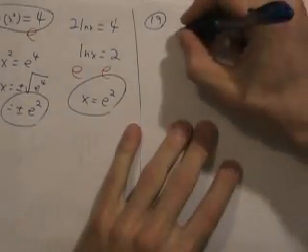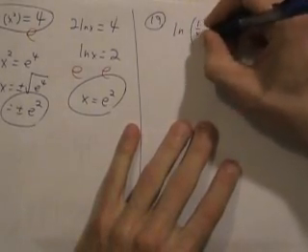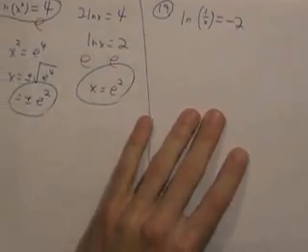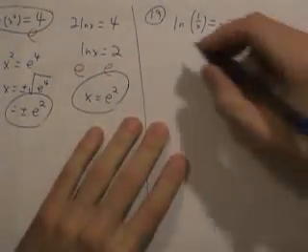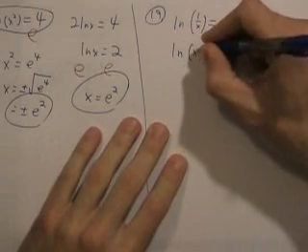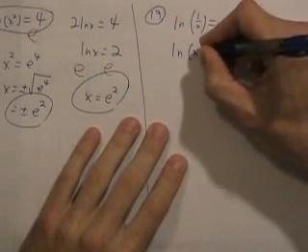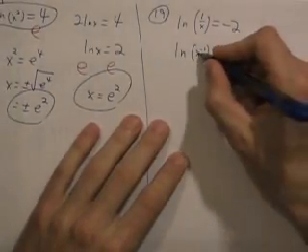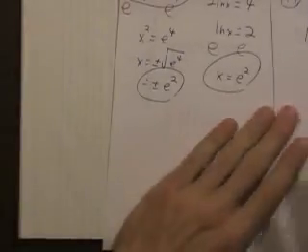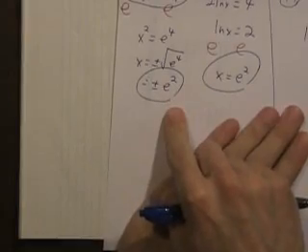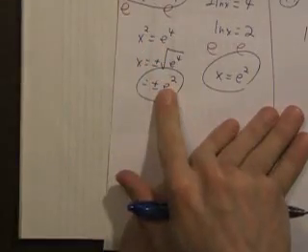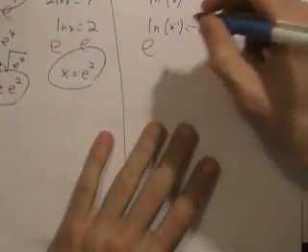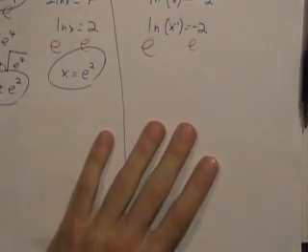ln of 1 over x equals -2. Once again, got a couple ways of doing this. This is really like saying ln of x to the -1. You want to keep that in mind. Equals -2. So one way of doing it is to, well, since we had some luck with doing the last one by exponentiating first, I'm going to do the same thing here. I'll just exponentiate: e to the ln of x to the -1 equals e to the -2.